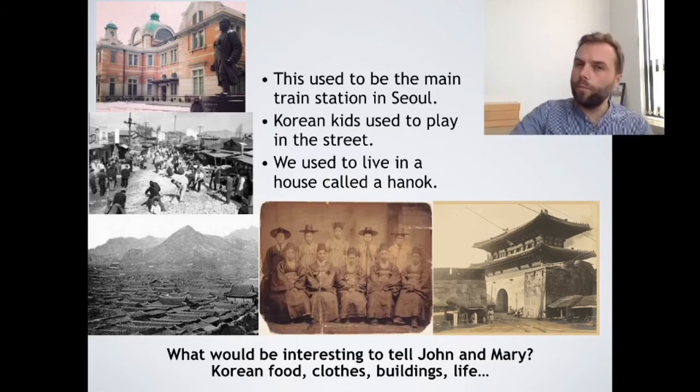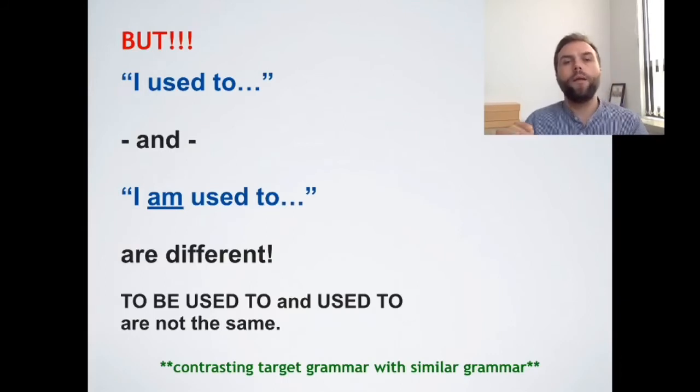Now I've got a couple more things to show you, because this grammar point is very similar to another grammar point. So what I want to do now is contrast the grammar that we've just learned with a very similar structure that's actually quite different. But I used to and I am used to are different. When we say I am used to, it's not the same as used to. To be used to something and used to are not the same. I'm going to show you some examples in a moment, but what I'm doing here is raising their awareness or drawing their attention to some similar grammar.